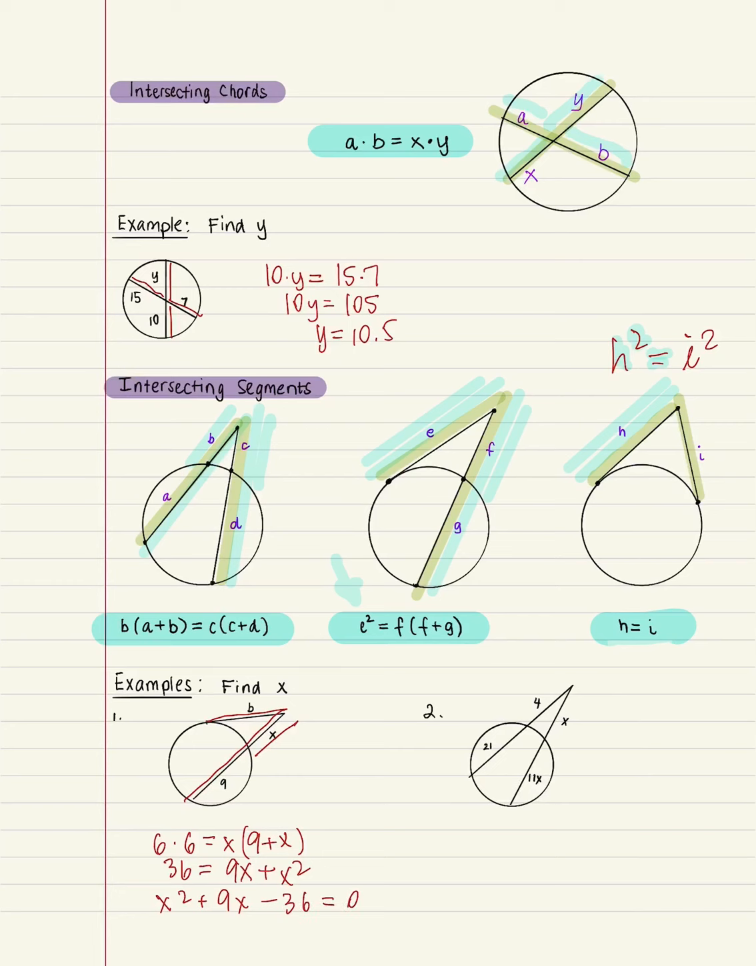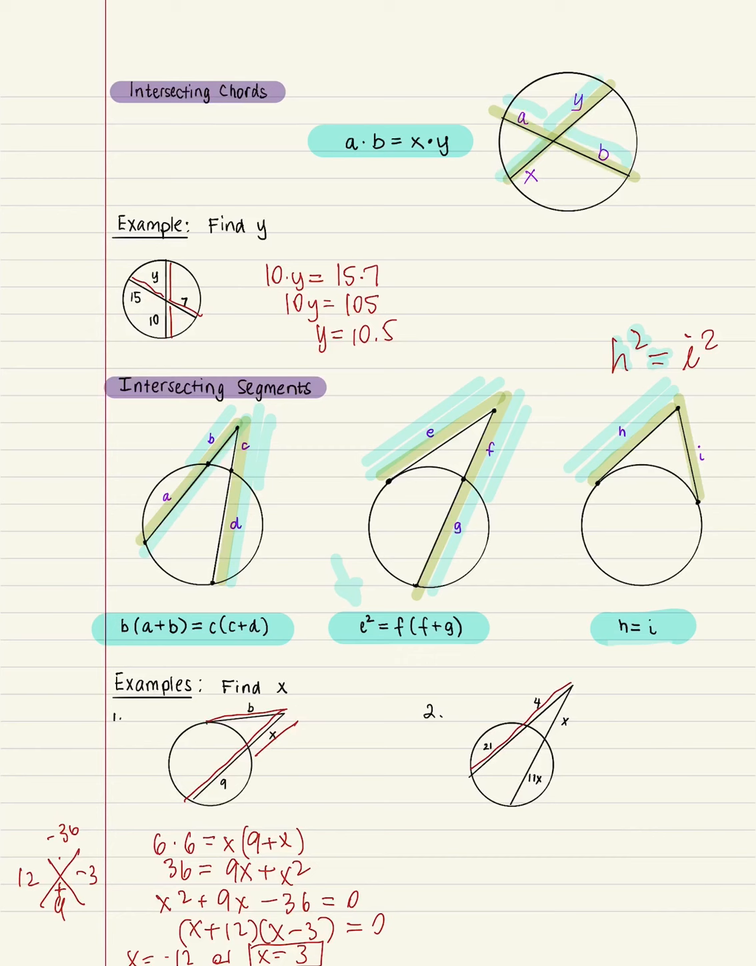And then to solve it, we are going to factor it. So negative 36 on top, 9 on the bottom. The two numbers that multiply to negative 36 and add up to 9 are 12 and negative 3. So we get x plus 12, x minus 3 equals 0, which means that x is negative 12 or x equals 3. Now, obviously, since we're dealing with length, we cannot have a negative answer, so the answer is x equals 3. Okay? In the second case, we have two secant segments.